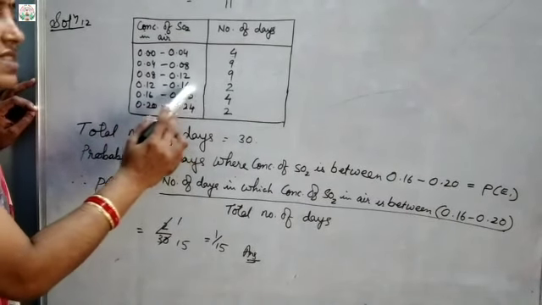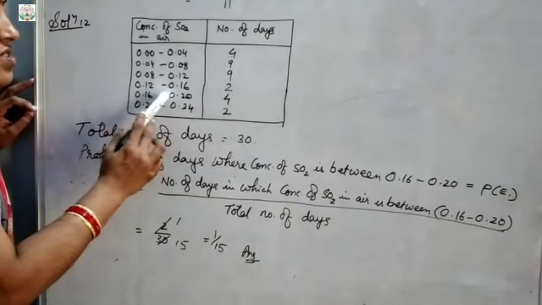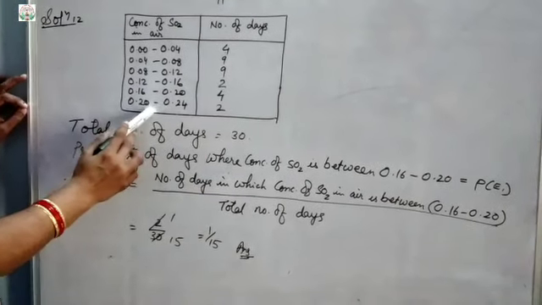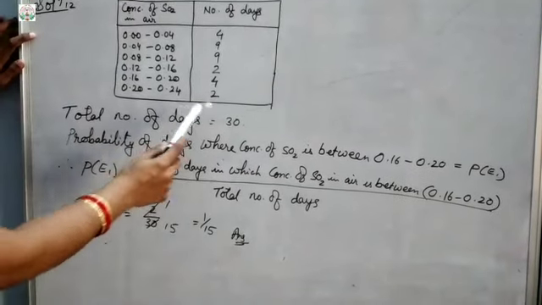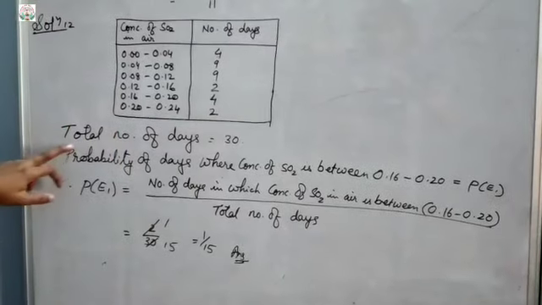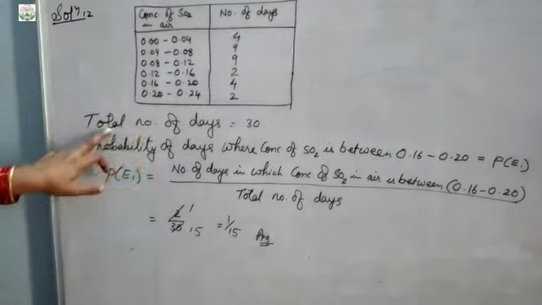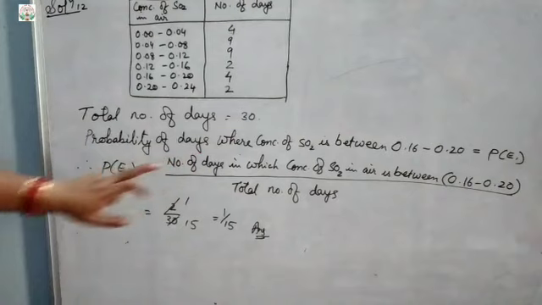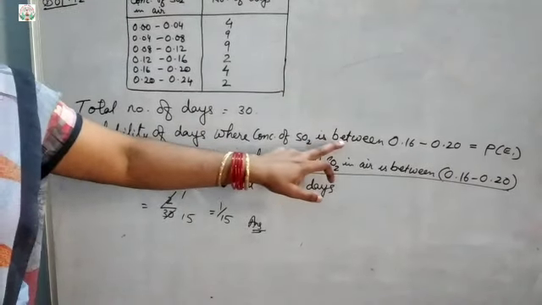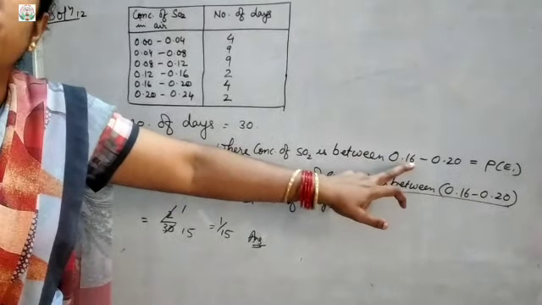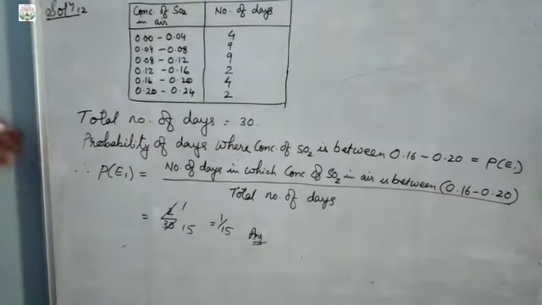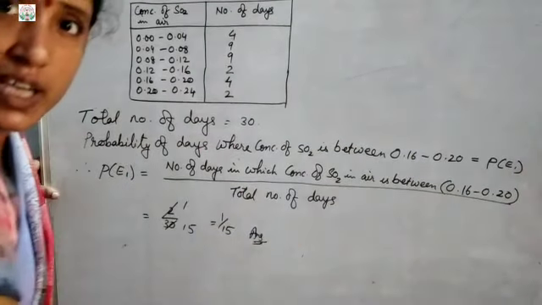0.12 to 0.16, it is 2 days. And 0.16 to 0.20, it is 4 days. And 0.20 to 0.24, it is 2. So this frequency table we have made. After that, according to the question, the total number of days is 30. So the probability of days where the concentration of sulfur dioxide lies between 0.12 to 0.16, let it be P of E1.